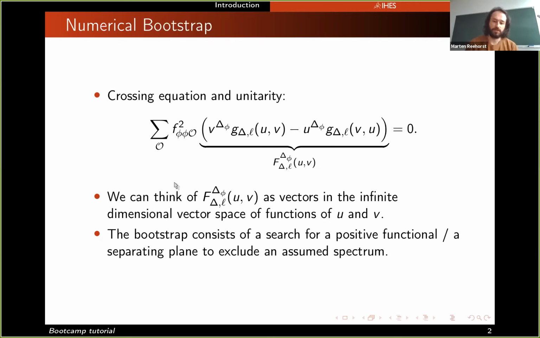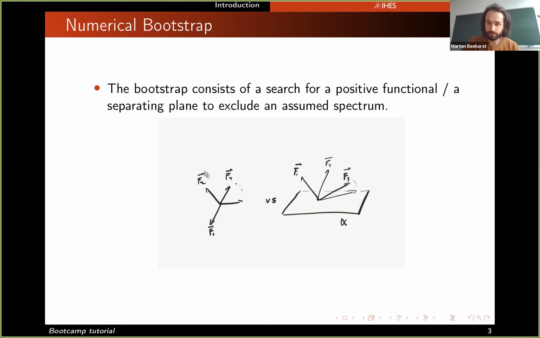So we saw that you can think of this crossing function as a vector in the infinite dimensional vector space of u and v, and that the bootstrap consists of searching for a possible functional, or equivalently for a separating plane, where all these vectors lie on one side, given a certain assumption of the spectrum. If that's the case, then you can exclude that spectrum. So we saw this kind of image that if, given some spectrum, all the vectors cover the whole space and there is no separating plane, then you can't exclude a point. But if there is, you can. That's the assumption for the CFT, and it does not give a valid conformal field theory.